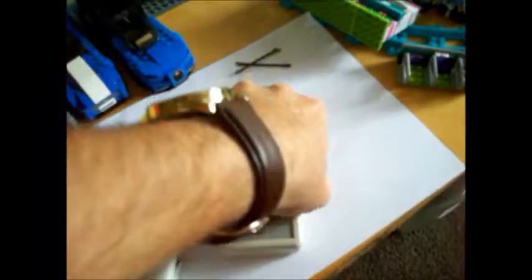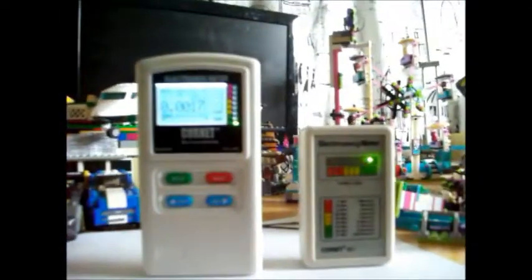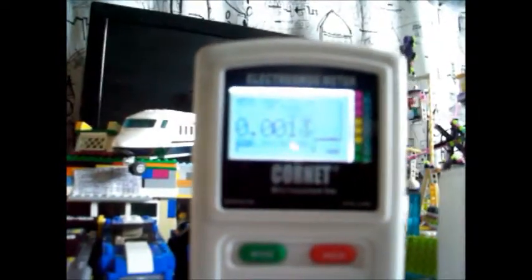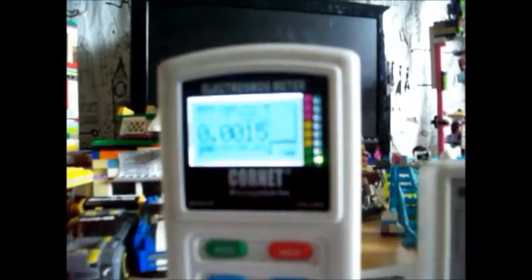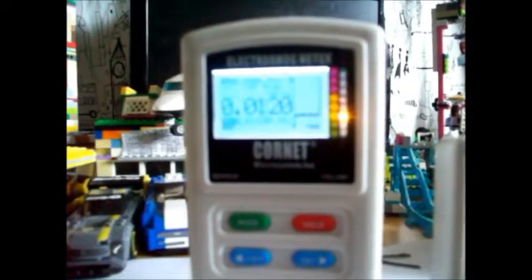Alright, so let's check out some readings. See what we got here. I got both my meters. Alright, so here we are. Both in the green. I know it's a little blurry. I'm not a professional filmmaker, so please bear with me.